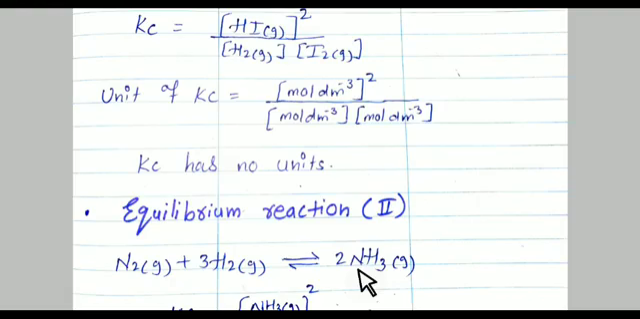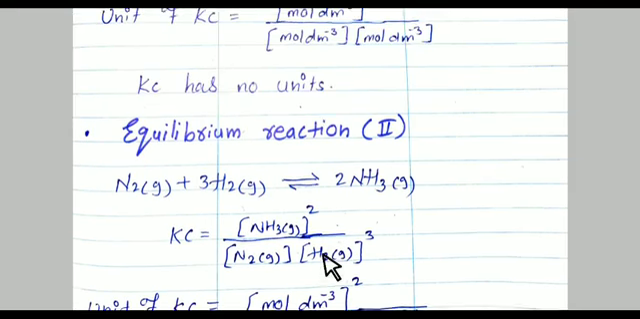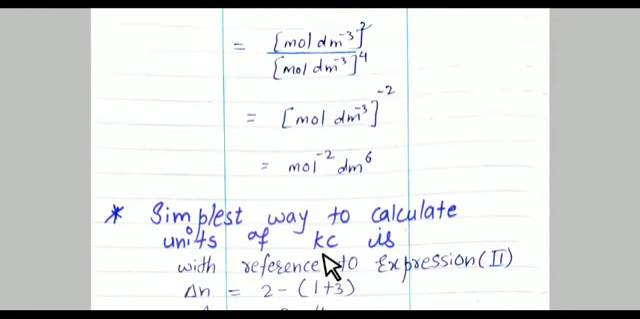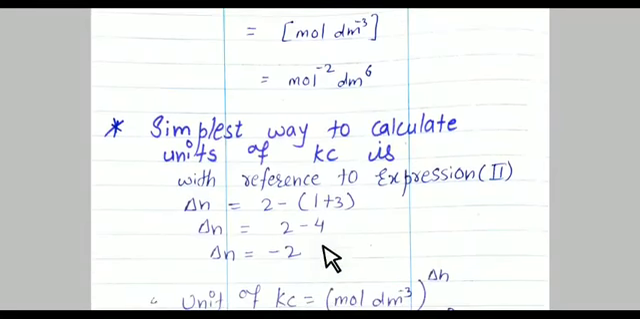Delta n is equal to number of moles of product minus number of moles of reactant. In this reaction, the number of moles of product is 2 and the number of moles of reactant is 4. So 2 minus 4 means delta n is equal to minus 2. See here, delta n is equal to 2 minus 4, which means delta n is equal to minus 2.